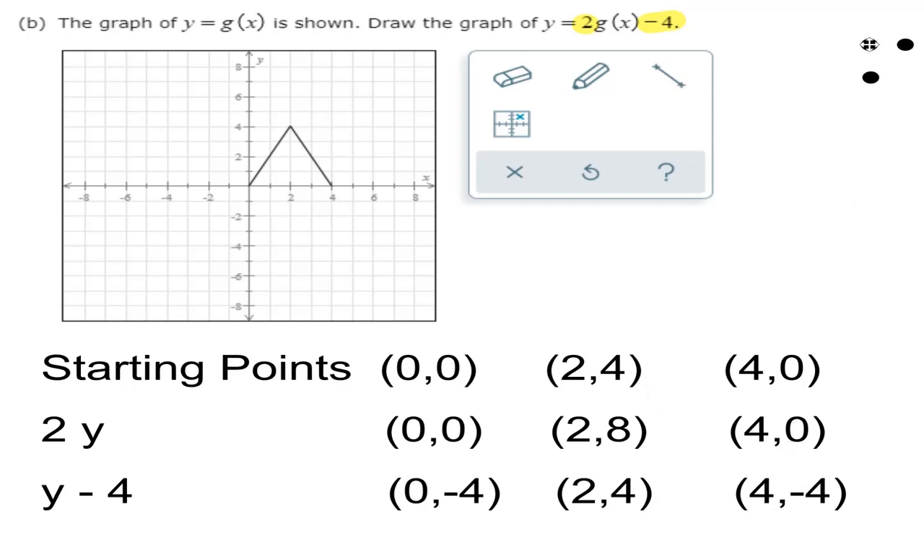So now I'm going to graph these 3 points. So I have (0, -4), (2, 4), and then (4, -4). And I connect my lines. And I have my new graph.